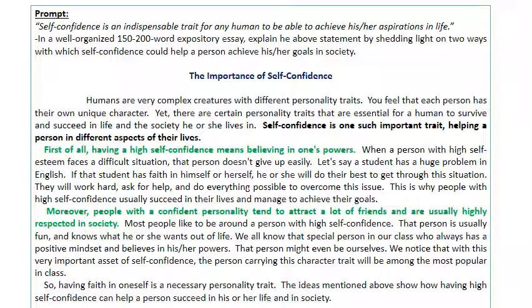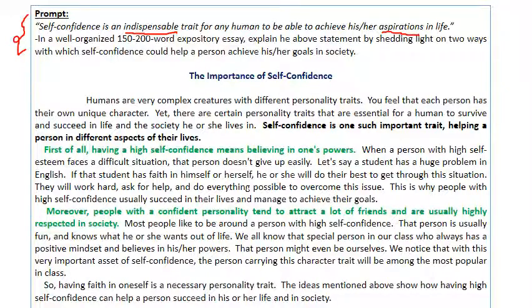An expository writing sample for the theme of human behavior and self-confidence, which we took. The prompt, which is my question to you: self-confidence is an indispensable trait. It means it's essential. You have to have it for any human being to be able to achieve his or her aspirations in life. Aspirations are goals.